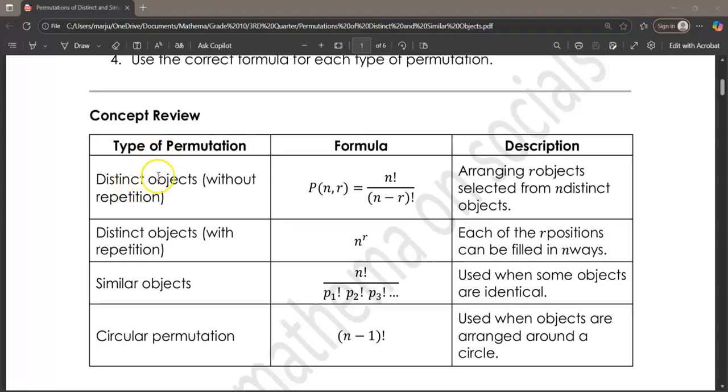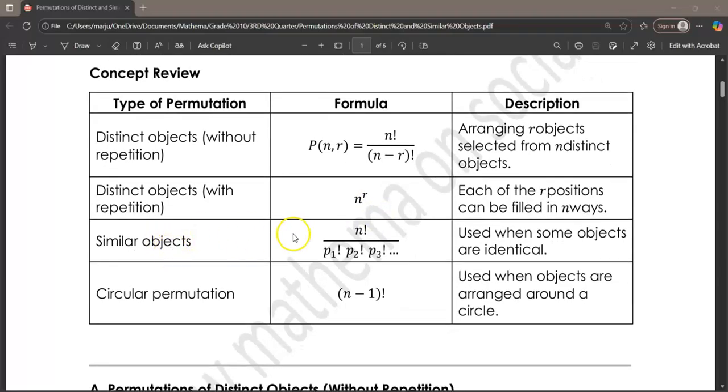We have distinct objects without repetition, and we use this formula: n factorial over the quantity of n minus r factorial. And then we have distinct objects with repetition, so we have n raised to r. Again, our n is the number of elements, and r is how many objects we are considering.